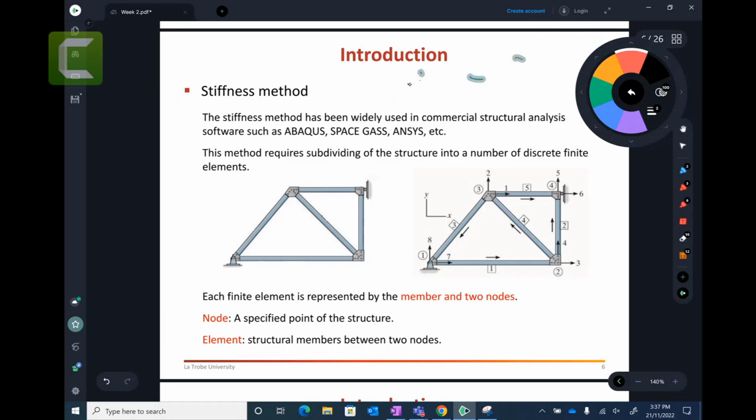So we want to calculate the deflections: if someone applies the load, how much will this point go in the X direction, and how much will it go in the Y direction. That's what we want to find. We also want to find the internal forces applied in these members. Internal force means an internal strength.